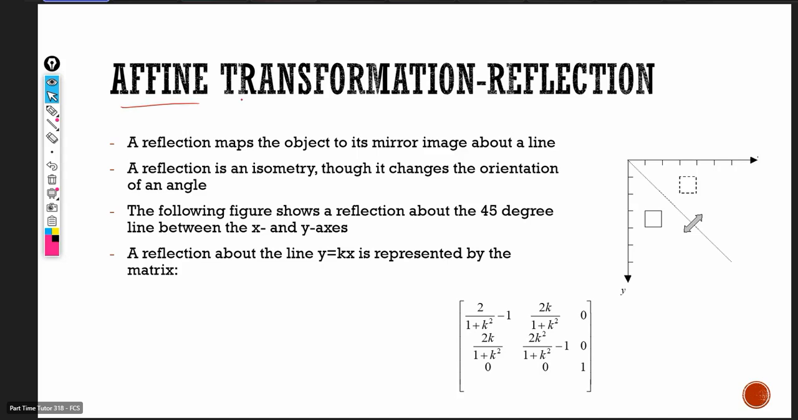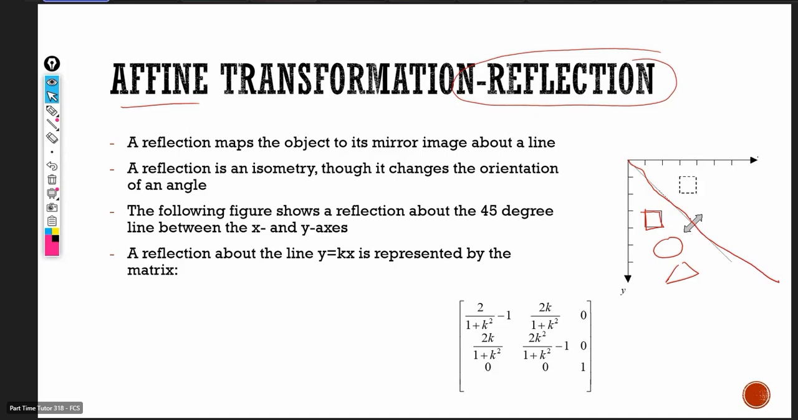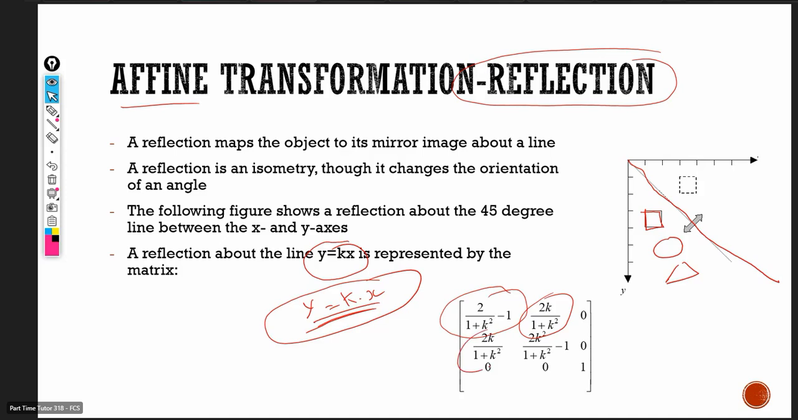Now, the next type of affine transform is the reflection. Here we have the reflection over a line. For example, we have this line, and you want to make the reflection of this triangle or this rectangle, or any shape, over this line. This line has, for example, this expression: y equals k multiplied by x. If you want to make a reflection over this line, where the equation of the line is f of x equals k times x, then the transformation matrix will be this matrix. This is the transformation matrix of the reflection.